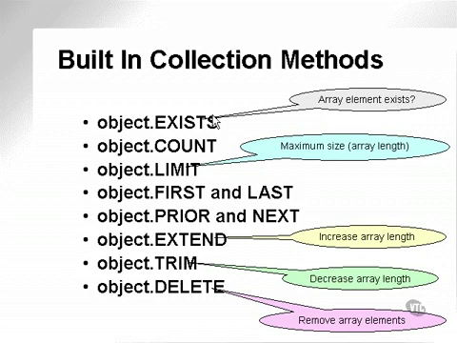Exists. Does an array element exist? A count is obviously a count of all the objects within that object, all the iterations of it. The limit is the maximum size of an array. First and last is the first and last object. Prior and next are methods which can be used to scroll through the objects declared. Extend will actually allow you to increase the length of an array, trim will decrease the length of an array, and delete will remove specific elements that you specify.